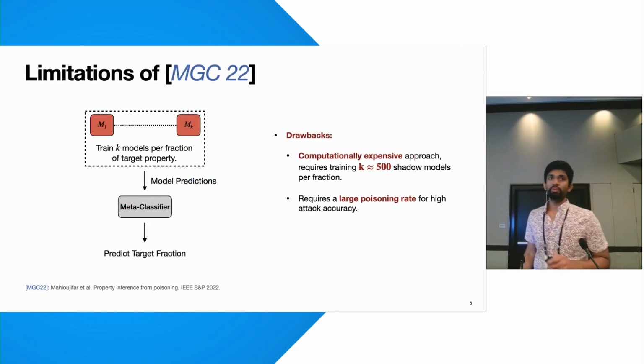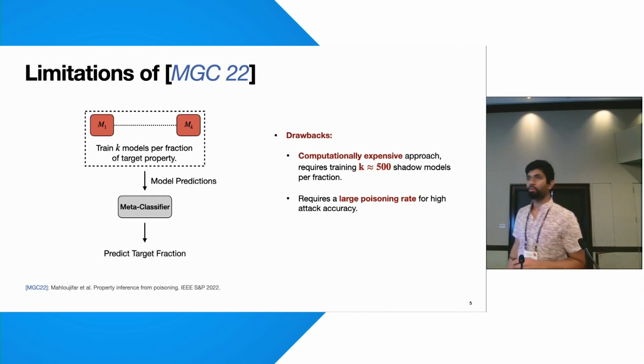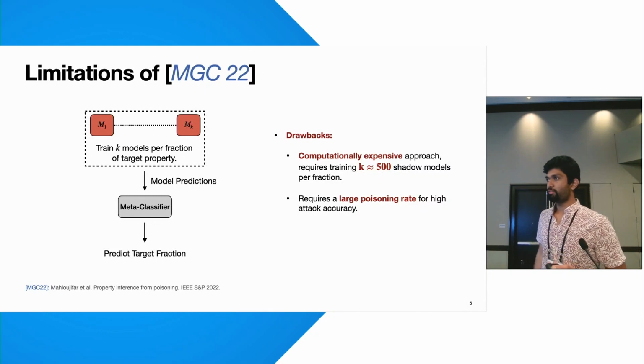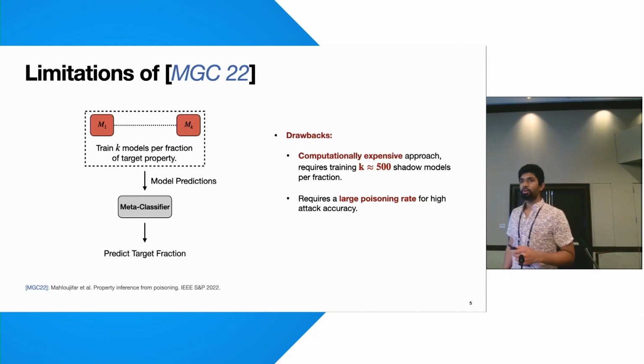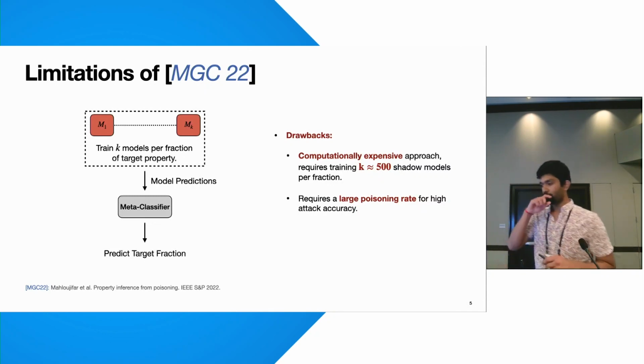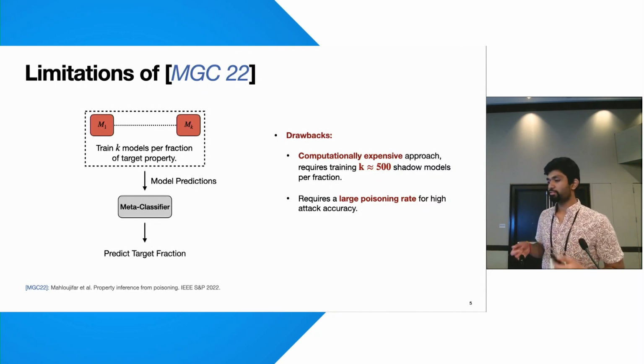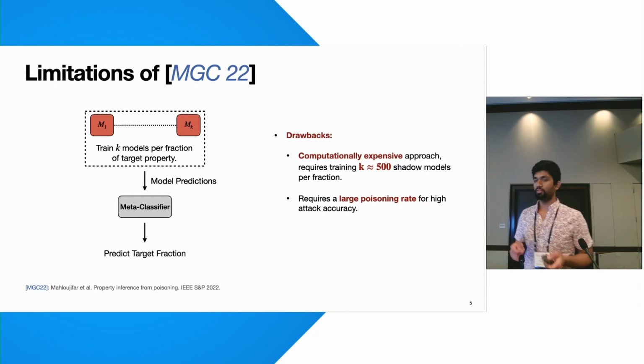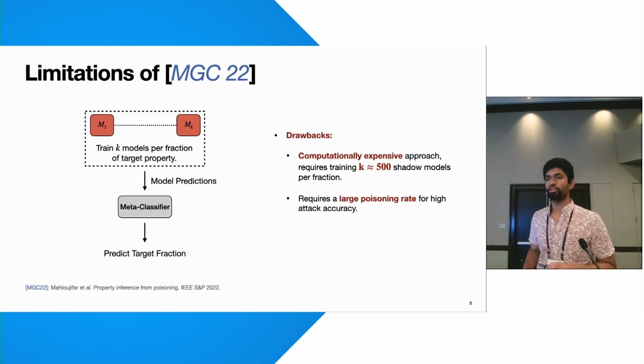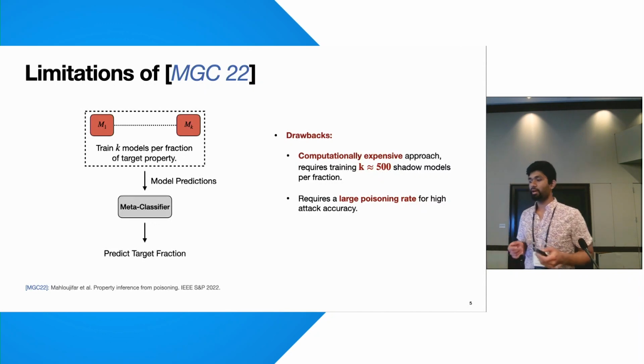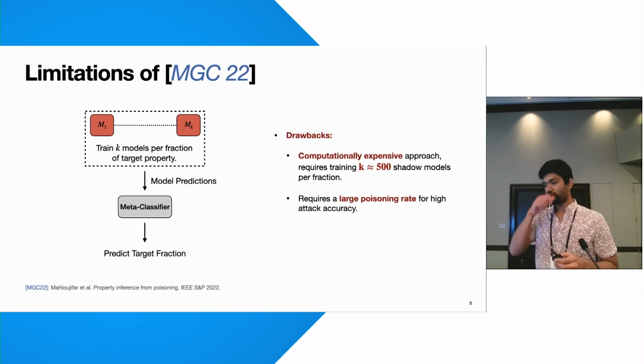So how did previous work try to tackle this problem? They proposed a metaclassifier-based approach to predict this target fraction. However, in order to train this metaclassifier, you internally are required to train hundreds of shadow models, which makes this approach computationally expensive. Additionally, we observed that they required large poisoning rates for the attack accuracy to be high.